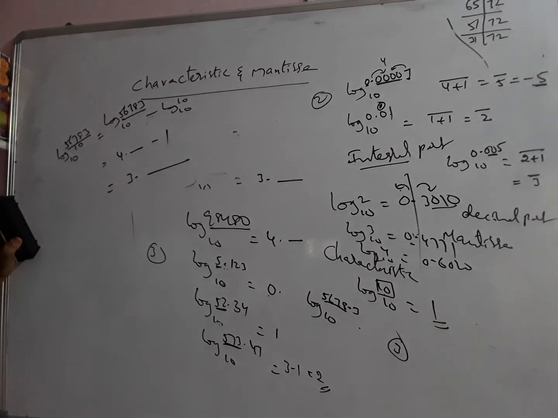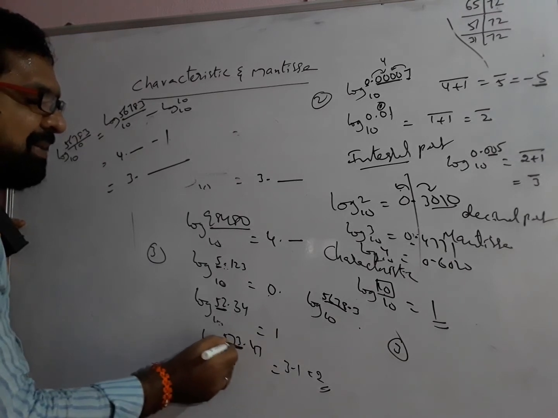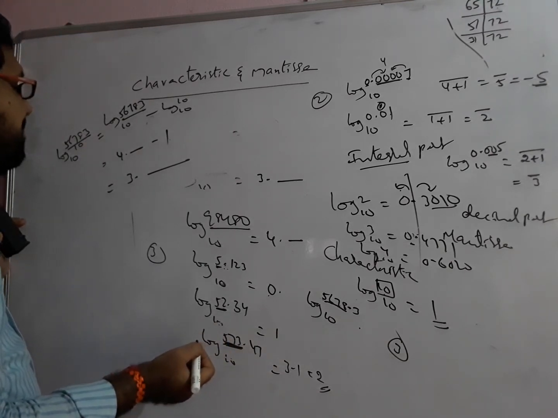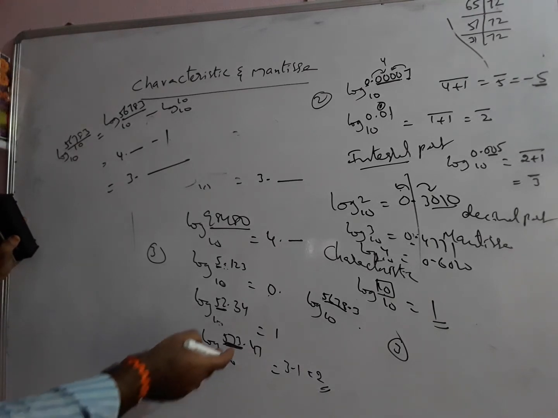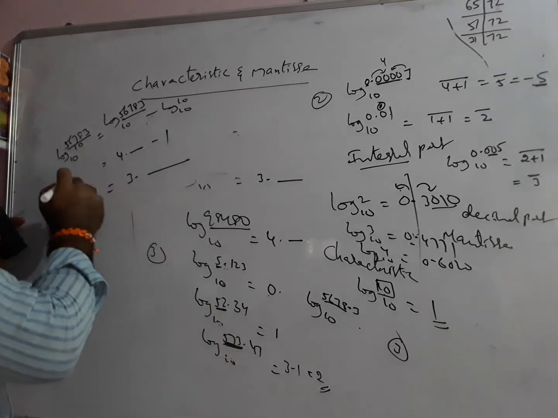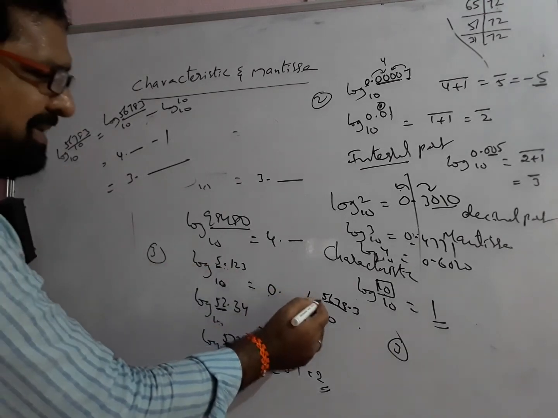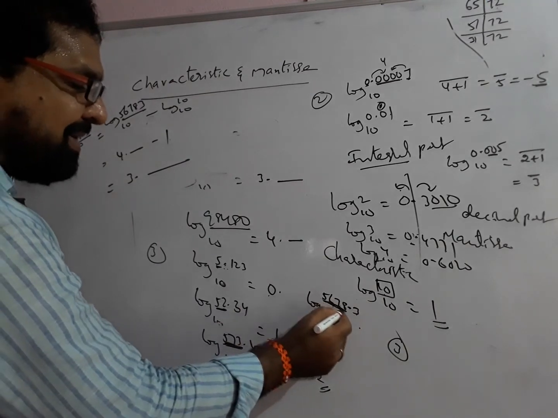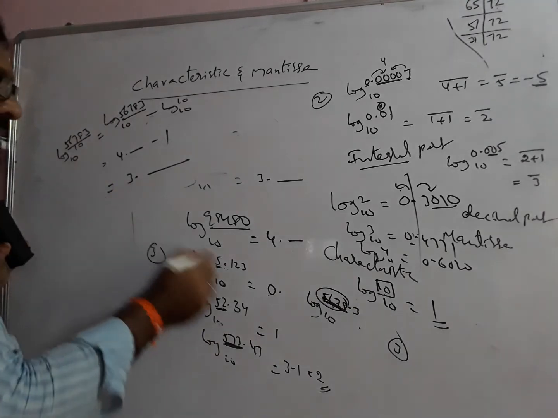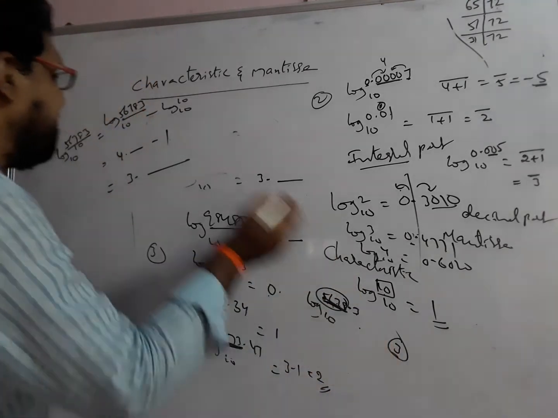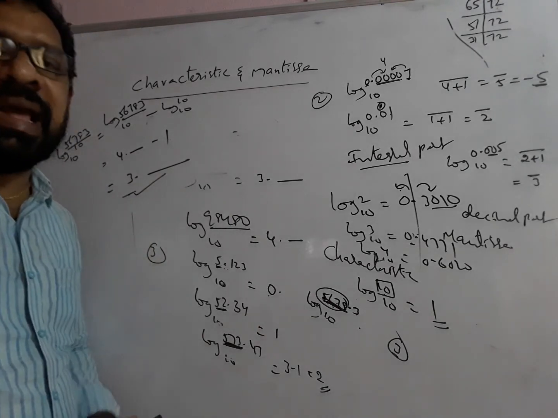3 point something. So here the number of digits will be 3... sorry, this is not the example. So what is the example? Yeah, right. 5678.3. Here the number of digits is equal to 4. There will be a total of 4 digits. Here 4 digits means characteristic is equal to 4 minus 1, 3. Here also 3. So like that we are going to get the characteristic.